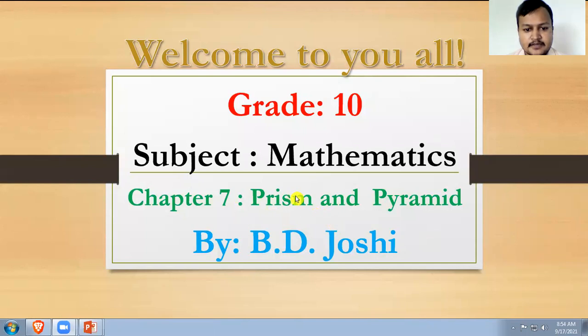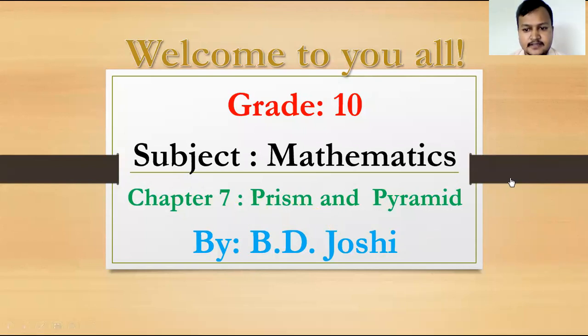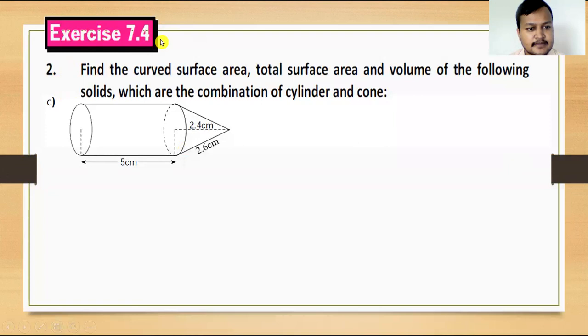Let's move to the remaining questions of combined solids here. We are in exercise 7.4, and question number 1 we completed yesterday. The question is: find the curved surface area, total surface area and volume of the following solid, which is a combination of a cylinder and a cone. There is one cylinder as well as one cone. At first, by using Pythagoras theorem, we have to find the radius, then we can find the curved surface area, total surface area and volume easily.